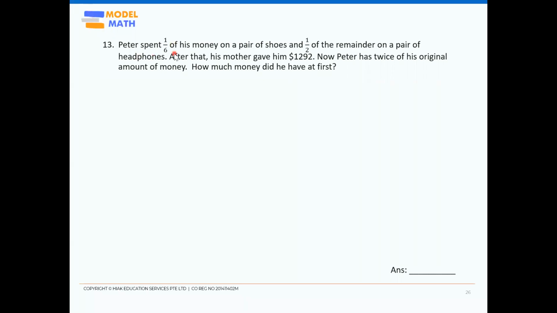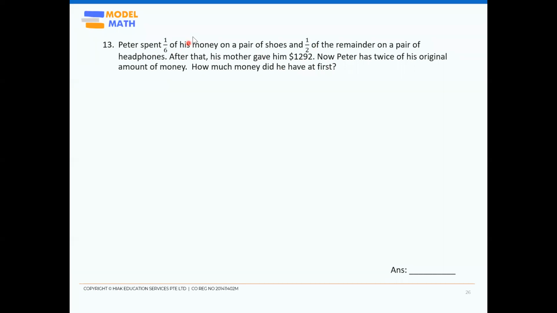Peter spends 1/6 of his money on a pair of shoes and half of the remainder on a pair of headphones. After that, his mother gave him $1,292. Now Peter has twice of his original amount of money. How much money did he have at first?